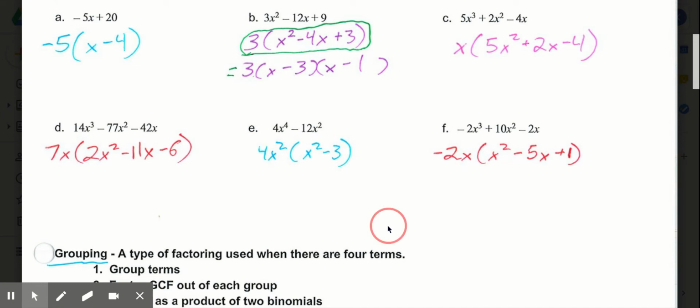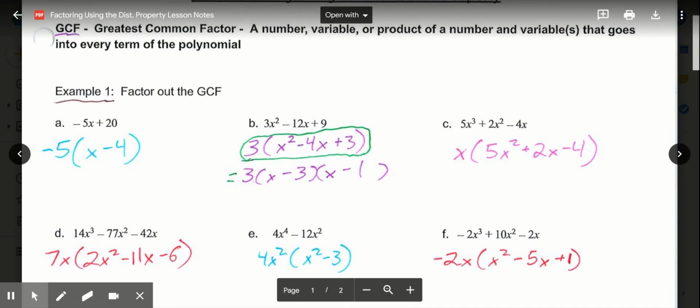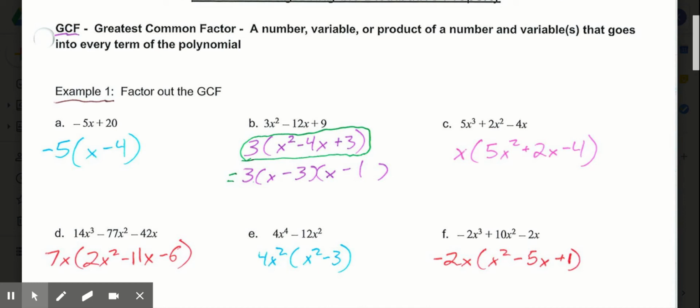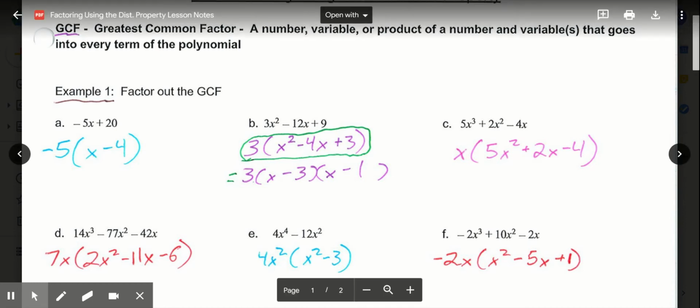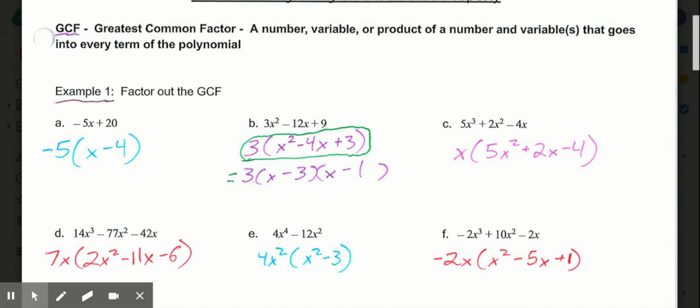So again, for greatest common factor, you're looking for a number, a variable, or a mix of a number and variables that can be divided out of every term, and then we factor that by undoing the distributive property, or dividing each part by what we're factoring out.